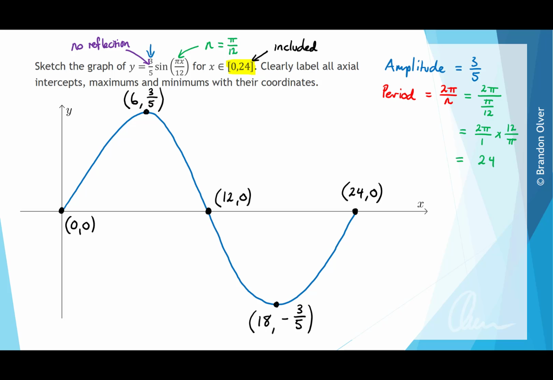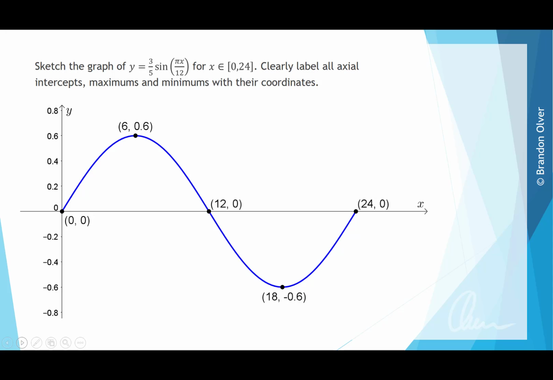That's everything we need to do. And now on this slide, we've just got a computer to generate a bit of a nicer graph for us so we can get a bit of a better feel than the sketch I did. And it has all the same key features as we found before. And just keep in mind that this 0.6 is equal to the 3 divided by 5 we had on the previous slide. So they're both equally correct.